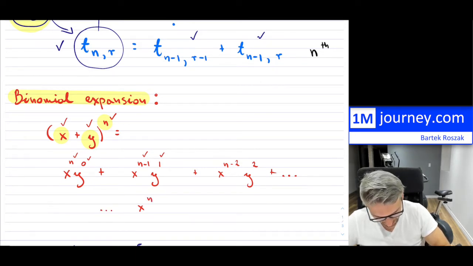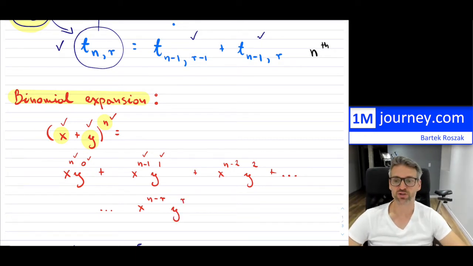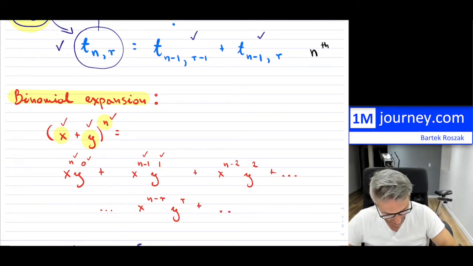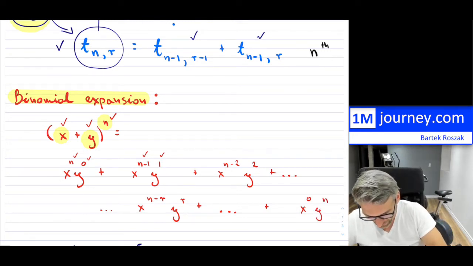So x to the n minus r, and then this would be y to the r. Notice whatever you are subtracting on the x term will be the actual exponent on the y term. And then this keeps going until you're done. Eventually you exhaust the x exponent, so it comes to 0, and y is going to be to the n. Now we need to know what the coefficient here is, right?